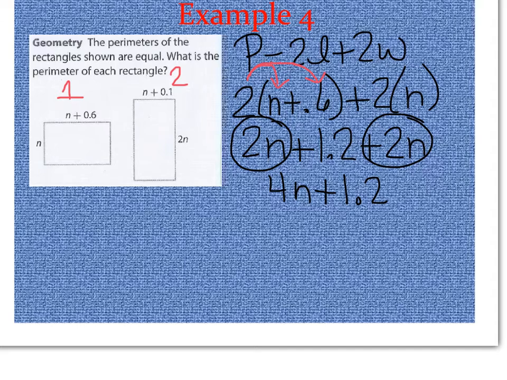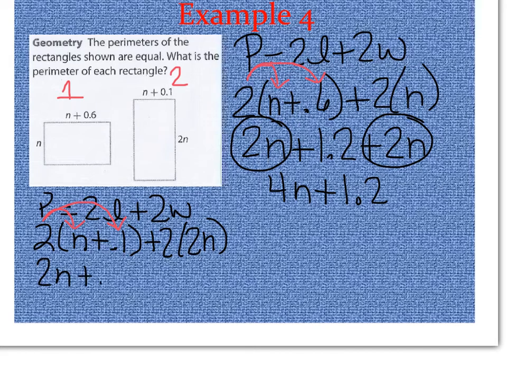Now let's go to our second rectangle. Again, we're going to plug in to our equation. Perimeter equals 2 times the length plus 2 times the width. And when we plug this in, we're going to have 2 times n plus 1/10 plus 2 times 2n. So now, since we have a number right outside of parentheses, we have to do our distributive property again. So if we do our distributive property, we now have 2n plus 2/10 plus, now 2 times 2n gives us 4n. And here we have like terms again. We have 4n and 2n, which now gives us 6n plus 2/10.